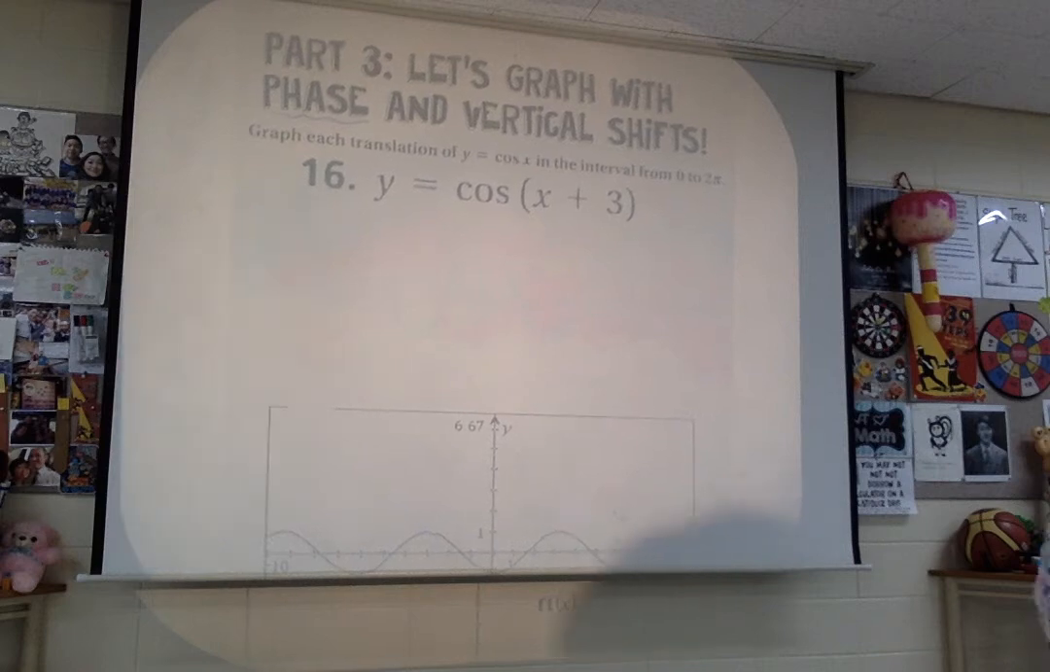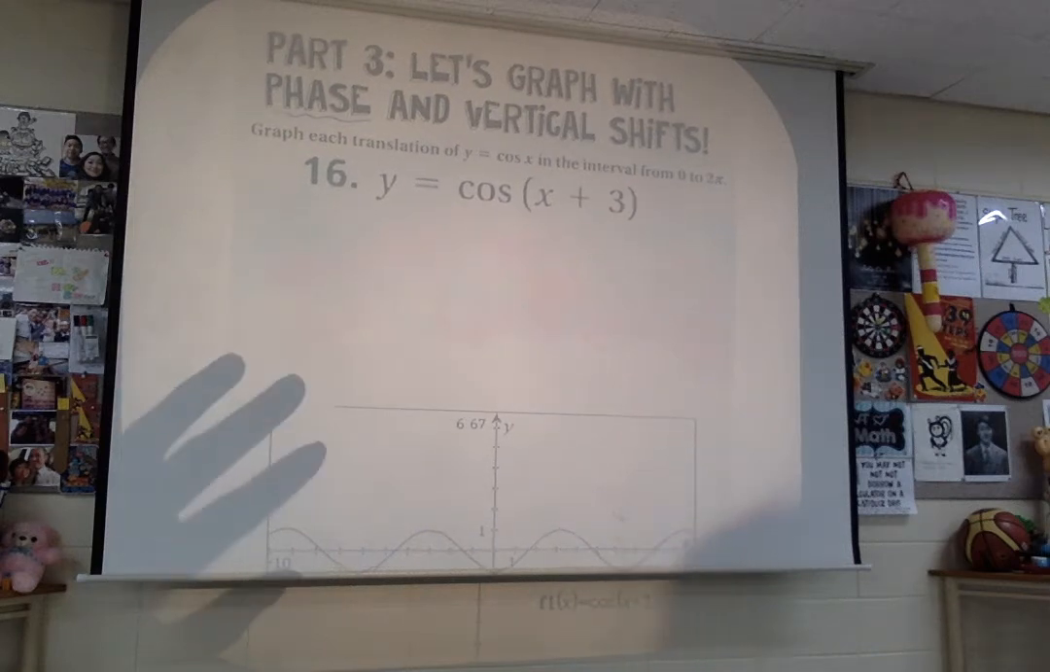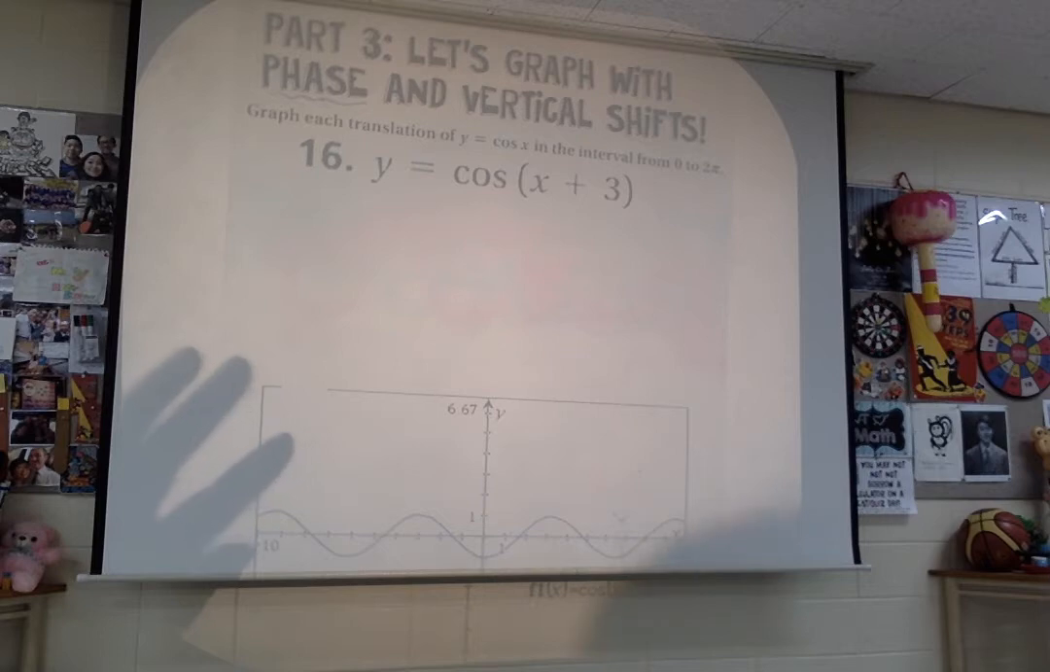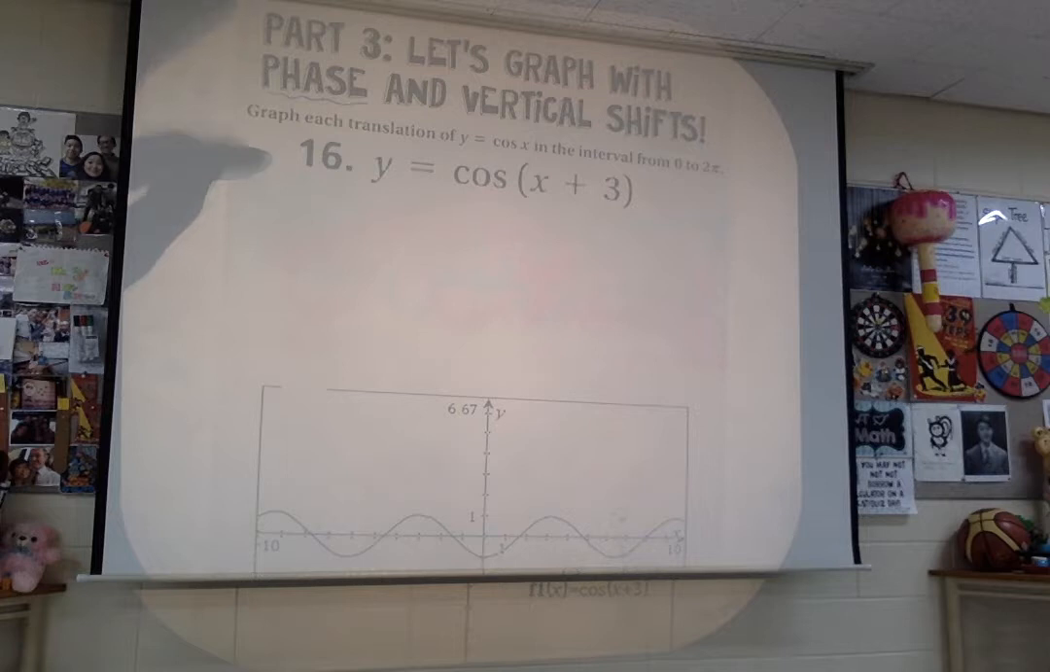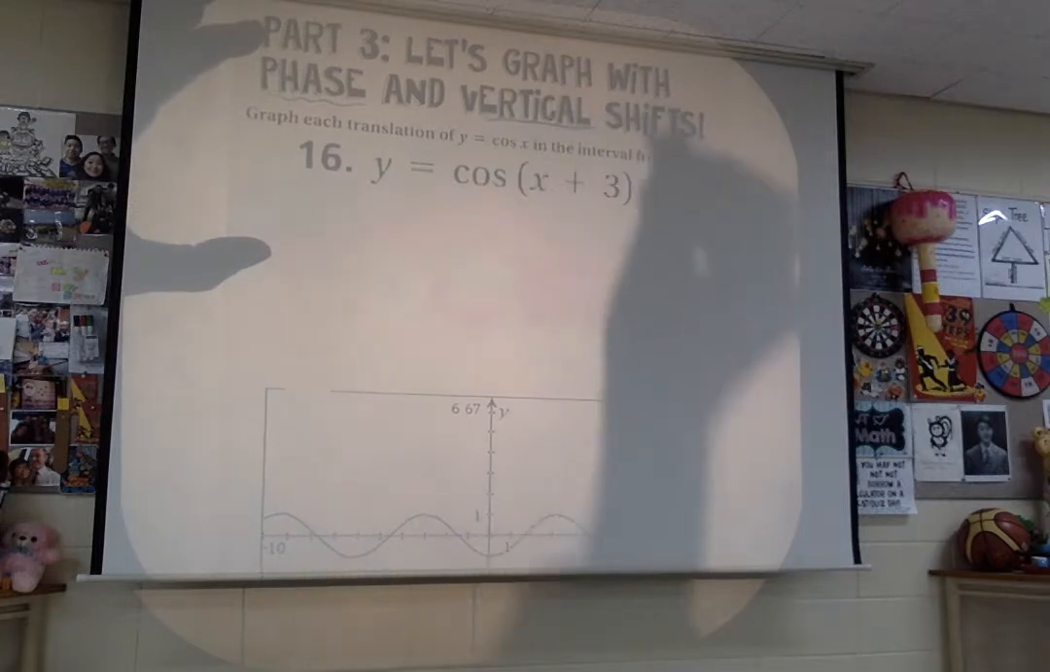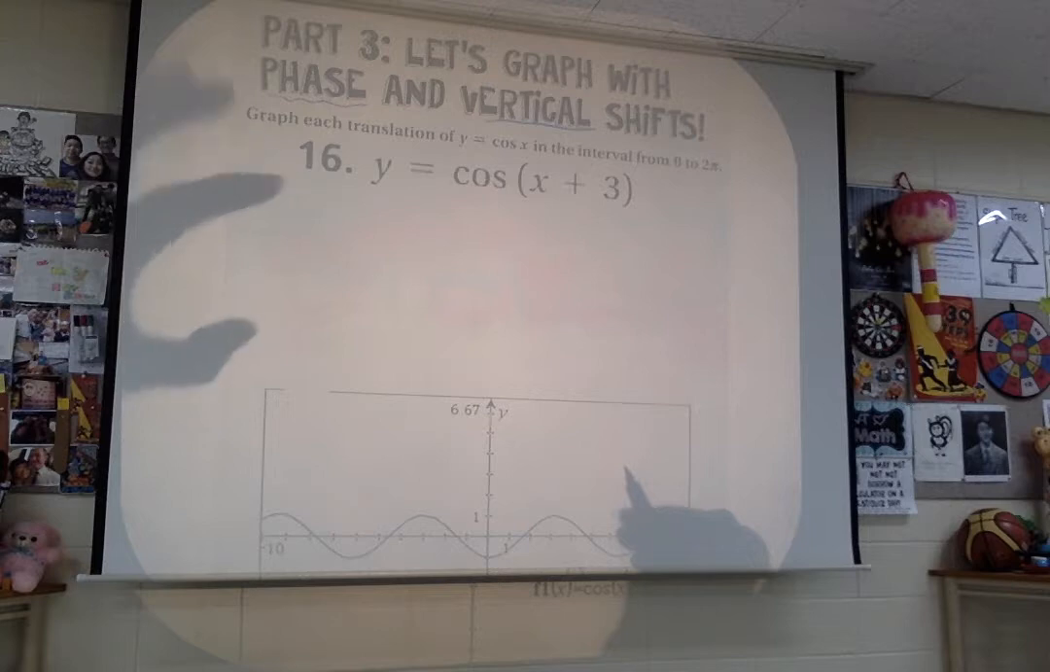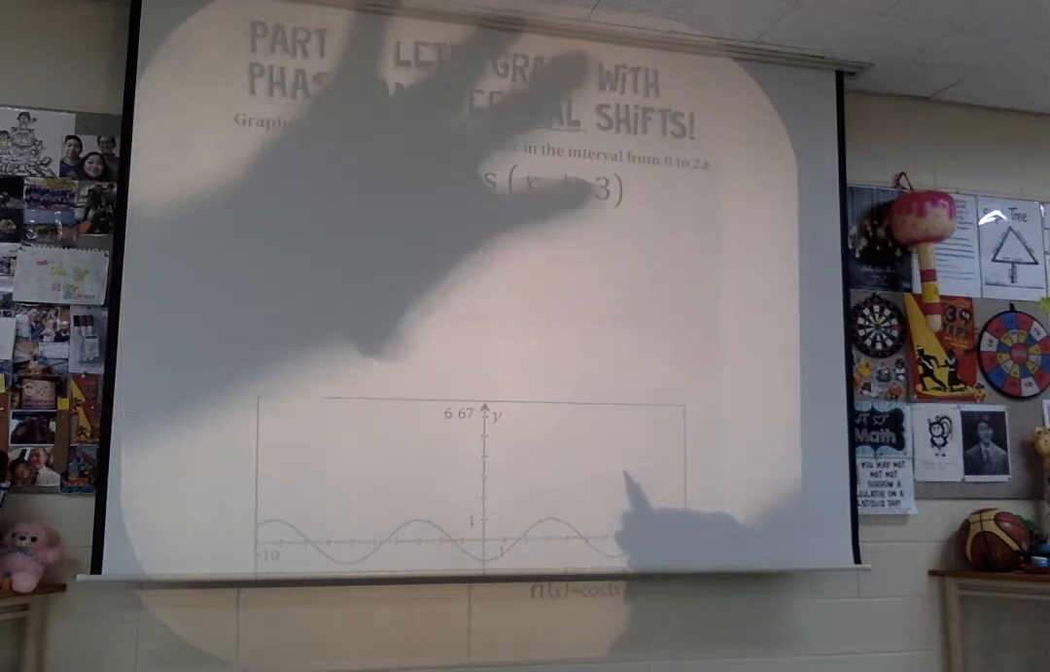Here we go. Part 3. So you guys, part 3 is all about graphing. You already know the basics of graphing, but now we're going to add some left, right, up, down shifts. So the first one I'm going to give you guys has phase shift and vertical shifts. Uh-oh, don't fear. So you guys, y equals cos(x plus 3).